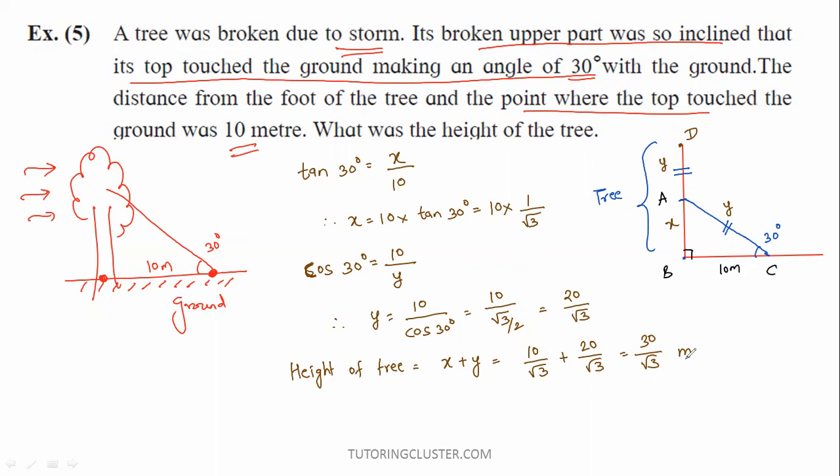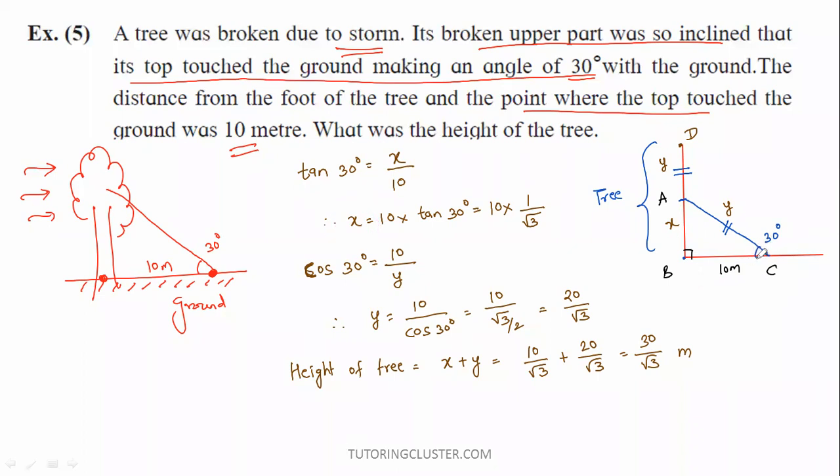Right, so this is the simple methodology to solve the given example. They have asked you what is the height of the tree. So it is X plus Y. This is a right angle triangle, and this distance is 10 meter. We have used first tan 30 degree. What is tan 30 degree? Opposite side X upon adjacent side 10. So find out X from this.